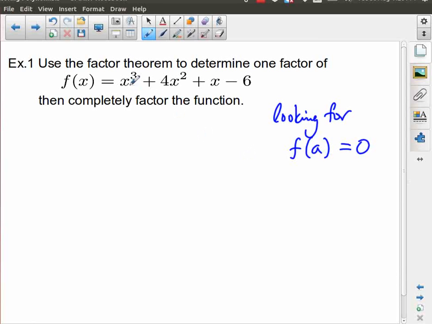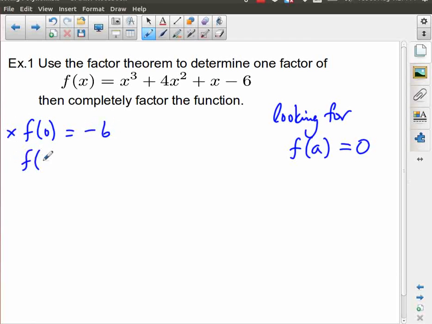So this is a cubic, which means it potentially has up to 3 factors. So the first thing I'm going to do is, well, the easiest value I think is 0. So if I put a 0 in here, I get 0 cubed plus 4 times 0 plus 0. Oh, that's negative 6. Okay, so that one doesn't work.